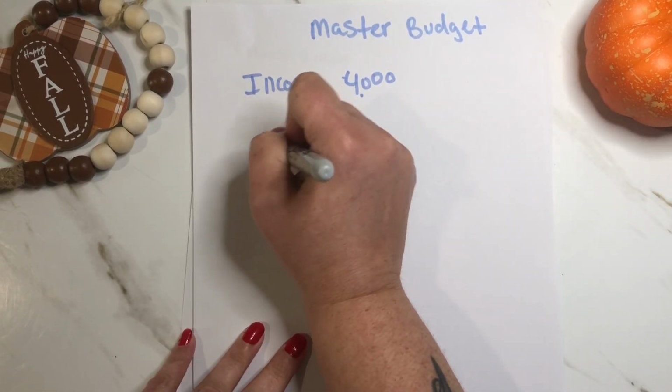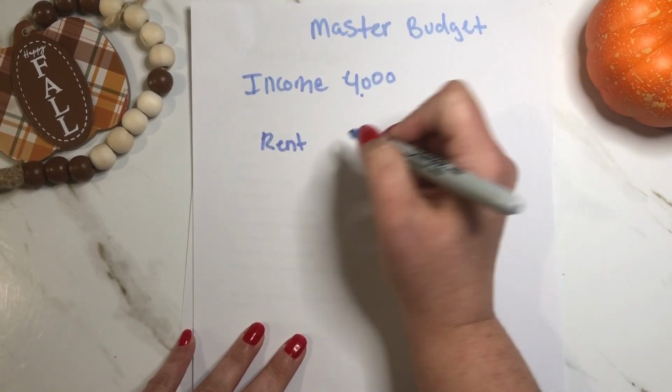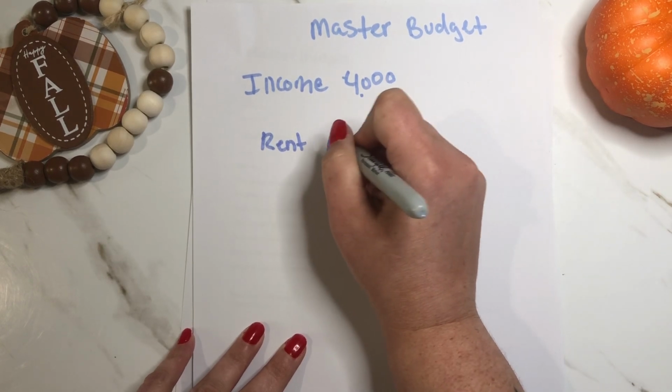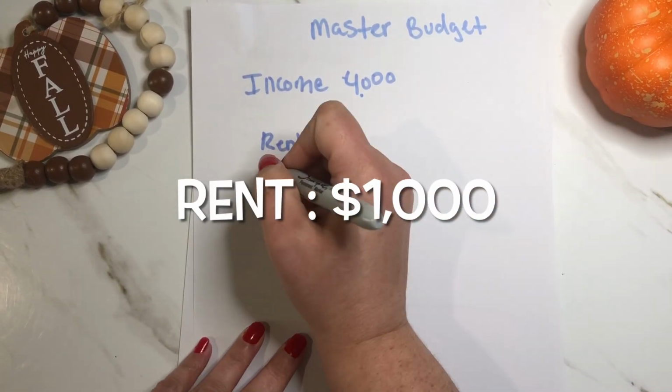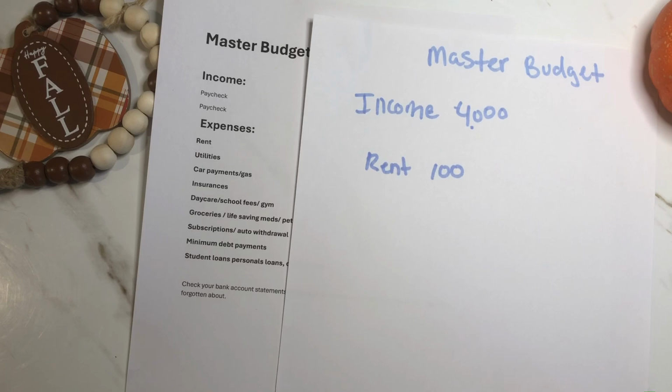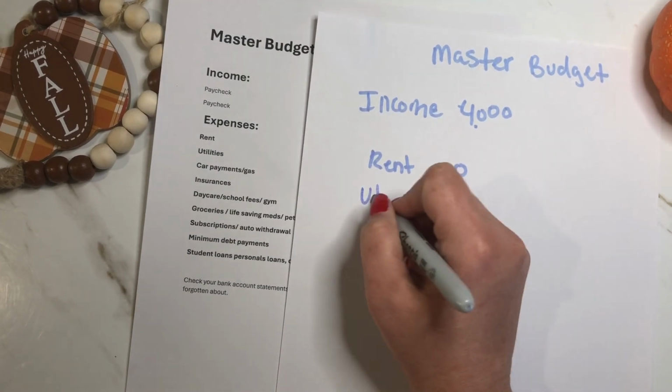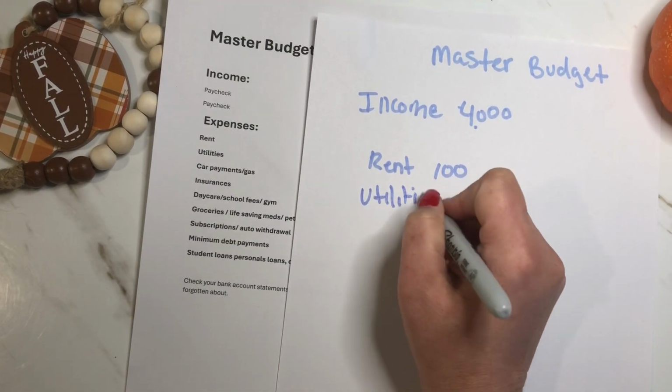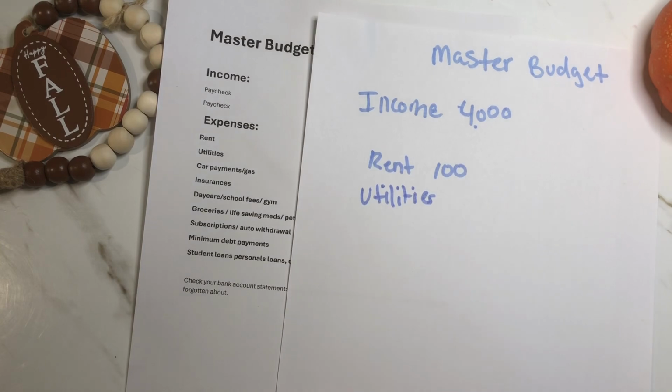And then you're going to write your rent. Some people may have a rent of, we'll say, $1,000. And then you're going to have your utilities. My utilities can average, like in the summer, I pay about $150 for electric. During the winter, I really don't pay that. I pay probably about $150 for natural gas. And my natural gas in the summer is about $60 or so.